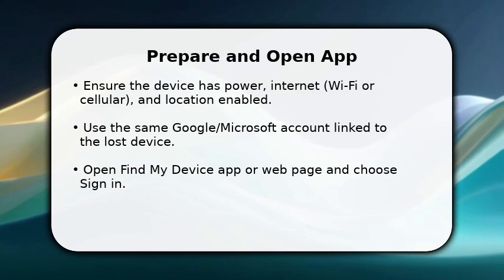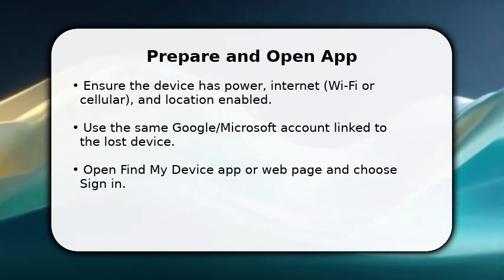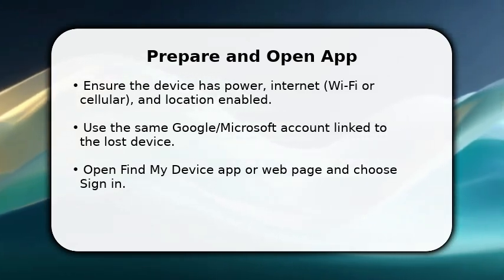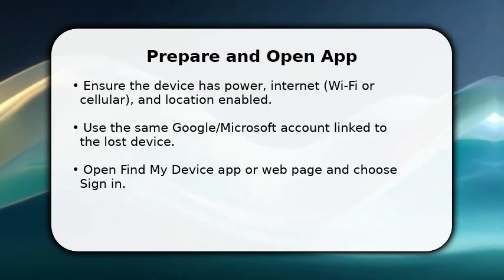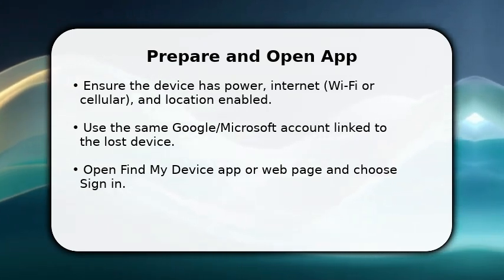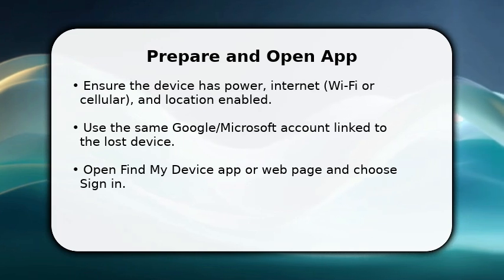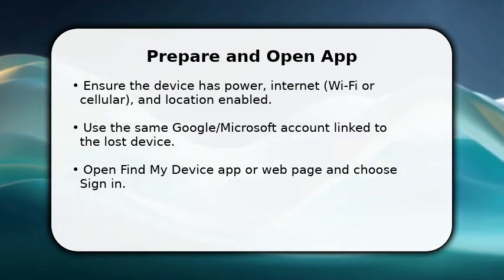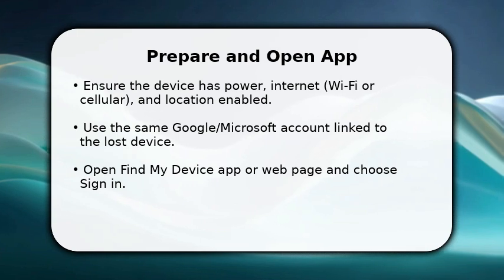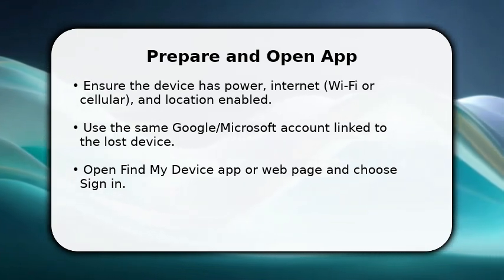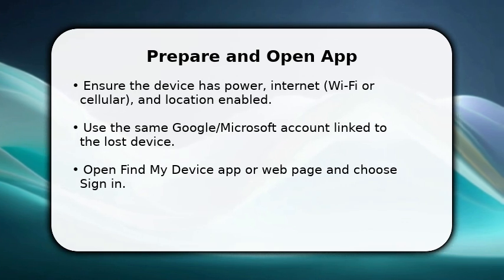You start by verifying essentials. Power, network, and location are on because the service needs connectivity and GPS to find a device. Once done, make sure you know which account, Google or Microsoft, was used on the missing device. That account must match. Now open the Find My Device app or navigate to the service and tap Sign In.